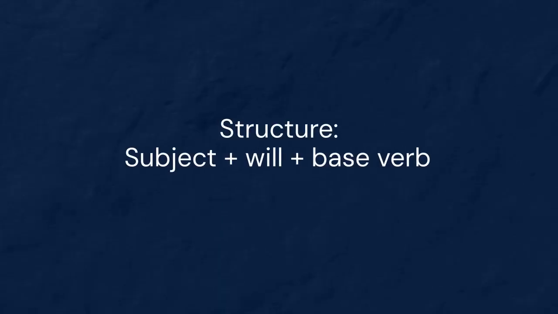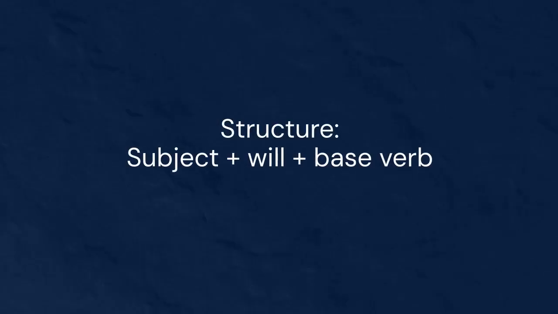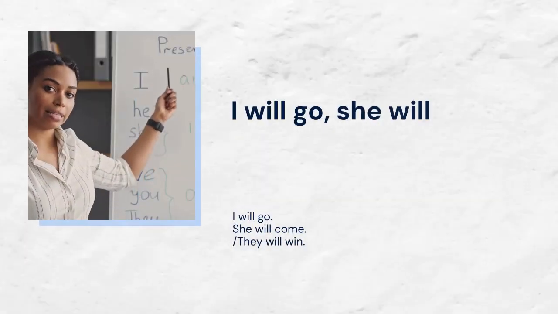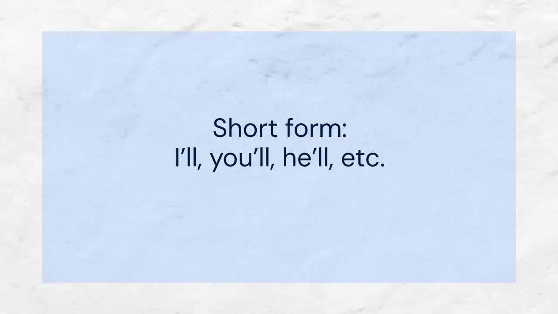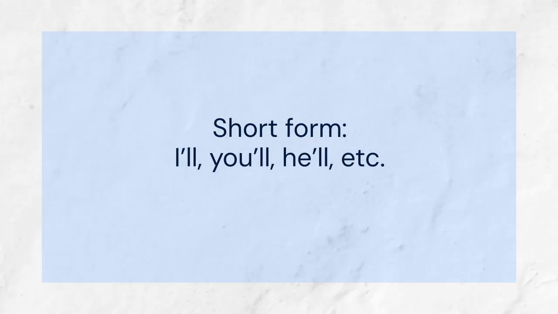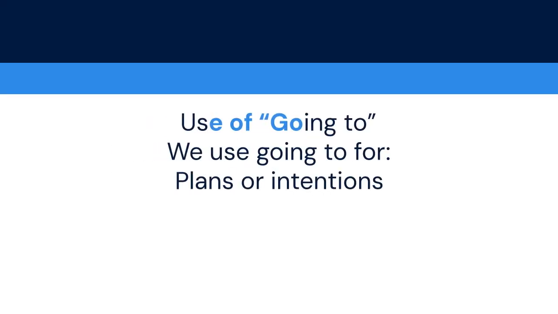Promise. Structure: subject plus will plus base verb. I will go. She will come. They will win. Short form: I'll, you'll, he'll, etc. I'll call you later.